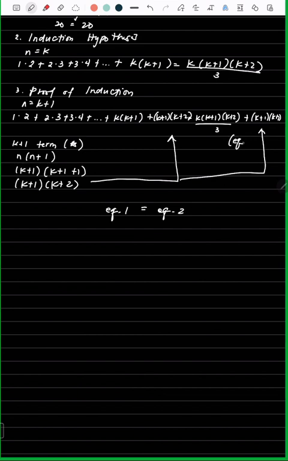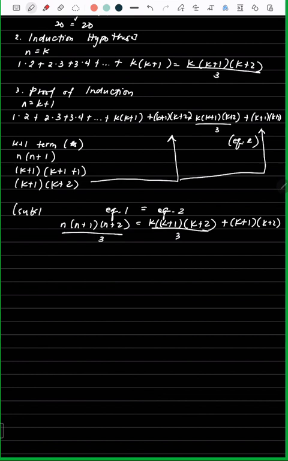And to prove that, we're going to have our equation 1 and equation 2. So again, this would now become our equation 2. So for our equation 1, what's written there was n times n plus 1, n plus 2 over 3. And for our equation number 2, that would be k plus 1, k plus 2 over 3 plus k plus 1, k plus 2. So here we will substitute n to be k plus 1, and on equation 2 we added the k plus 1 term.